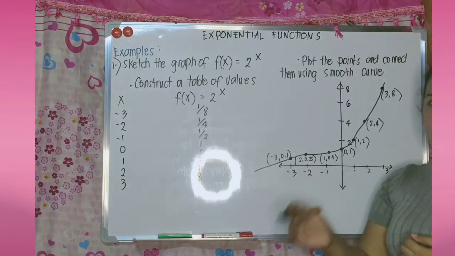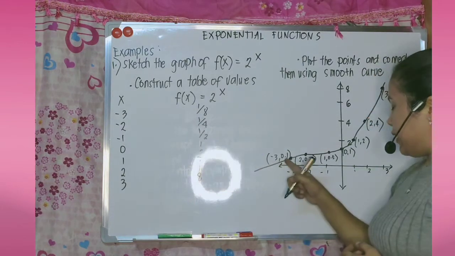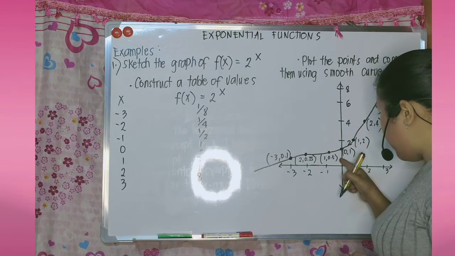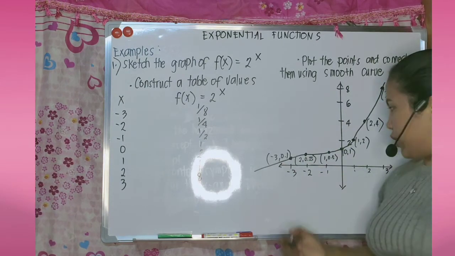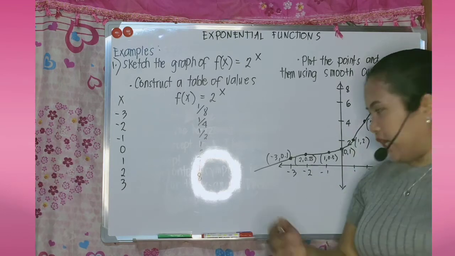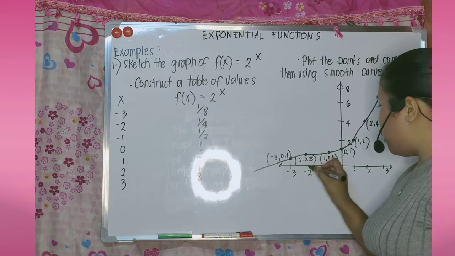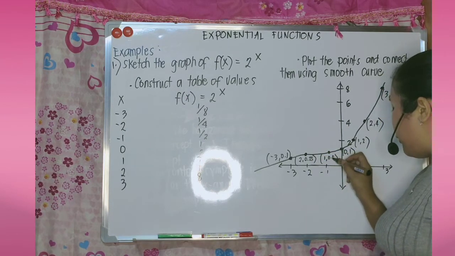So, i-connect na natin siya sa Cartesian coordinate plane. Okay po, so negative 3, then 0.1. So, approximately na lang po tayo dito sa 0.1. Okay po, approximate lang tayo kasi nga decimal po siya, so hindi talaga siya perfect masyado. Okay? So, negative 2, 0.25. So, dito siya. Then negative 1, 0.5.